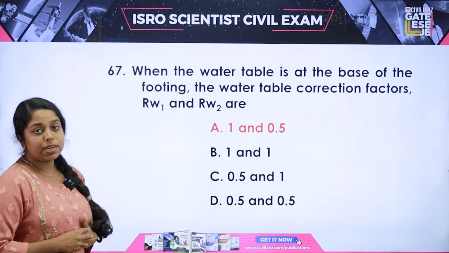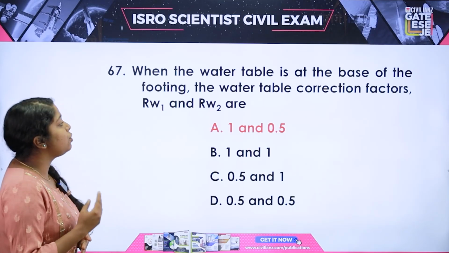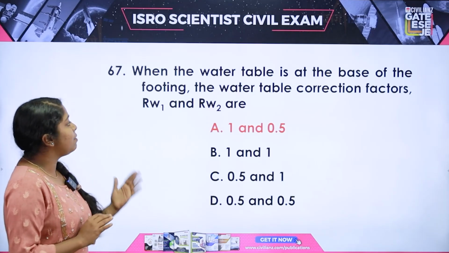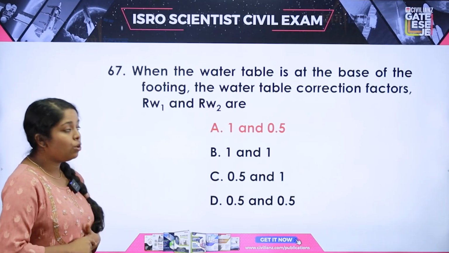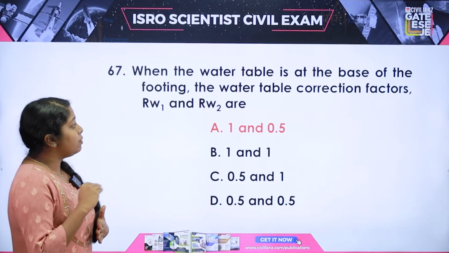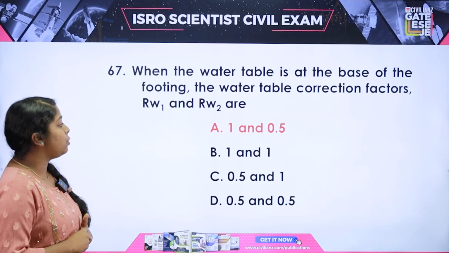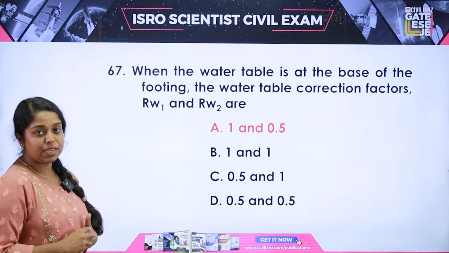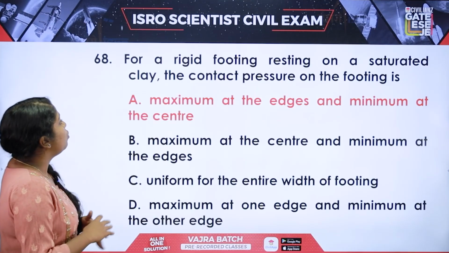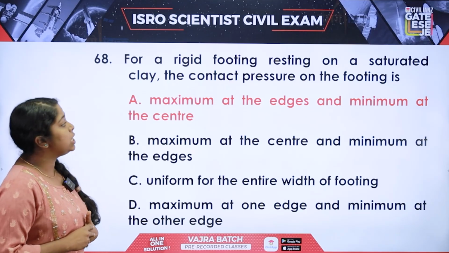The given condition is that the water table is at the base of the footing, and we need to find out the values of the water table correction factors, that is the values of RW1 and RW2. We know that when the water table is at the base of the footing, the values of RW1 and RW2 are 1 and 0.5 respectively. This is a direct question and it is very simple also. Moving on to the next question, this is also related to foundation engineering.